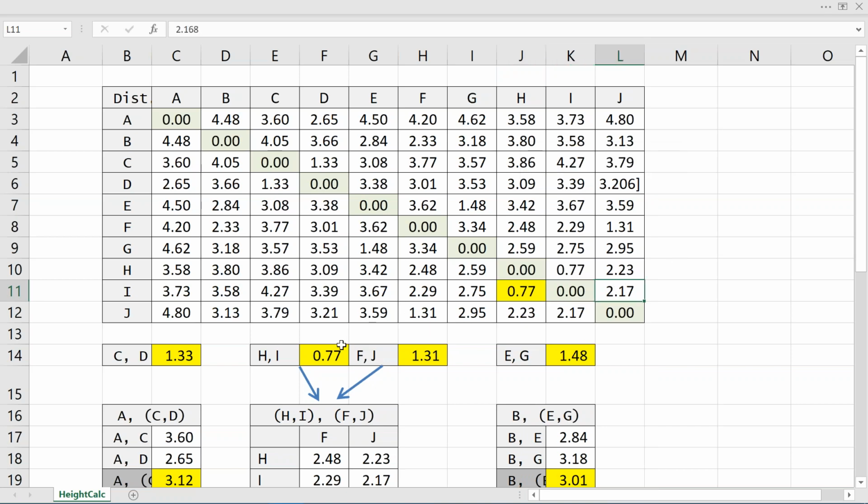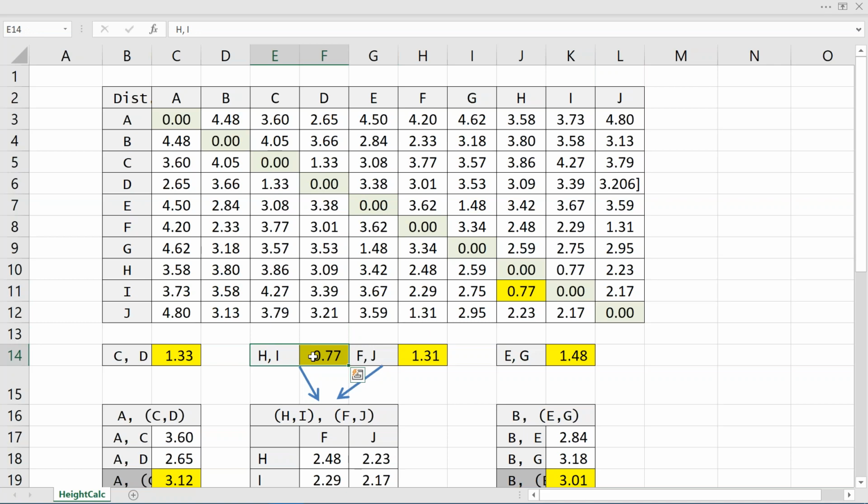customer H will get merged with customer I. The cluster H will get merged with cluster I. So this is what would have happened. H and I get merged. Now HI is a cluster.